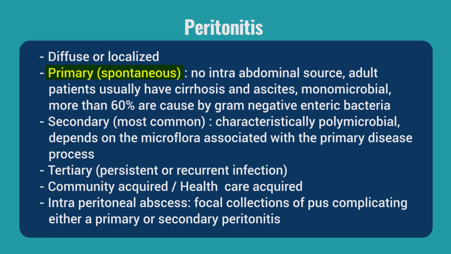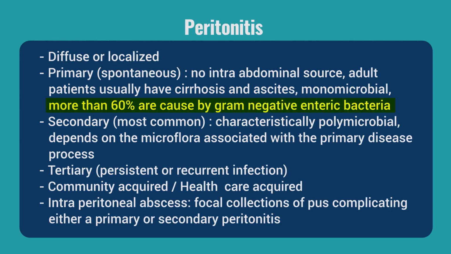Primary peritonitis, as the name suggests, is a spontaneous peritonitis, which means there is no particular intra-abdominal source. This occurs mostly in adult patients who have underlying liver disease like cirrhosis and ascites, and these infections are mostly monomicrobial. For example, only one microorganism is the causative agent. More than 60% of primary peritonitis, that is spontaneous bacterial peritonitis, is caused by gram-negative organisms, and very few are caused by gram-positive organisms. When I say gram-negative, it's mostly Enterobacteriaceae, which is E. coli, Klebsiella, Proteus, etc., with regards to intra-abdominal infections.